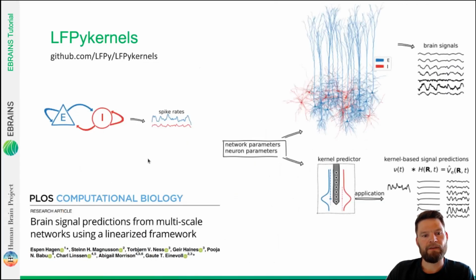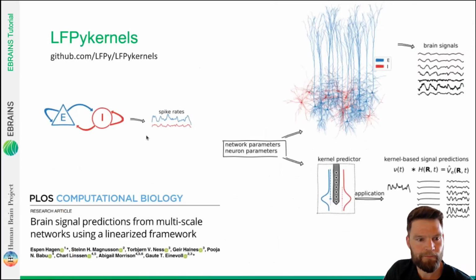LFPy kernels is intended for calculating brain signals directly from simulated firing rates. The concept is a bit challenging to explain briefly, but the core idea is that for each connection pathway between a presynaptic and a postsynaptic population, we can estimate the average contribution to a given brain signal from the postsynaptic population stemming from one action potential in the presynaptic population.